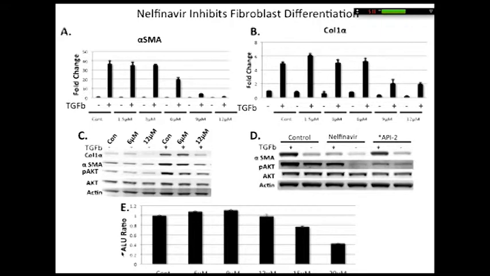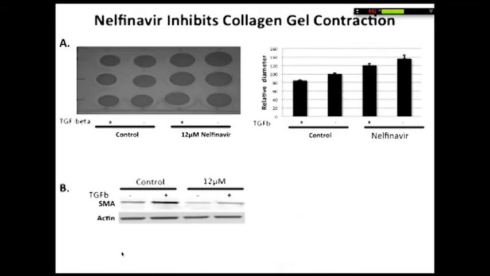So these are very achievable levels for doing studies in human beings. One thing that we show here, though, in panel D is we have a specific inhibitor of AKT phosphorylation, and although we are inhibiting this here, we're not inhibiting the alpha smooth muscle actin as completely. So there may be something else going on as well as AKT that's being blocked by this drug.